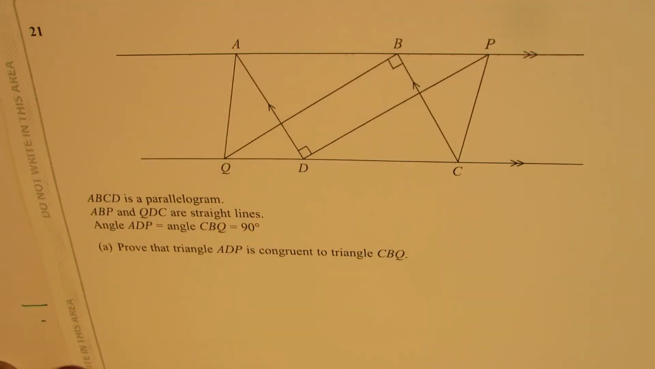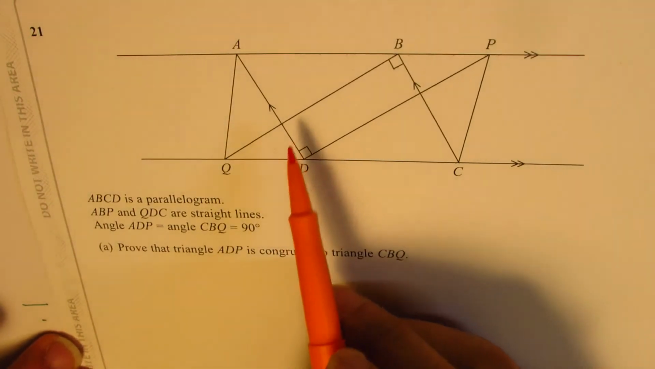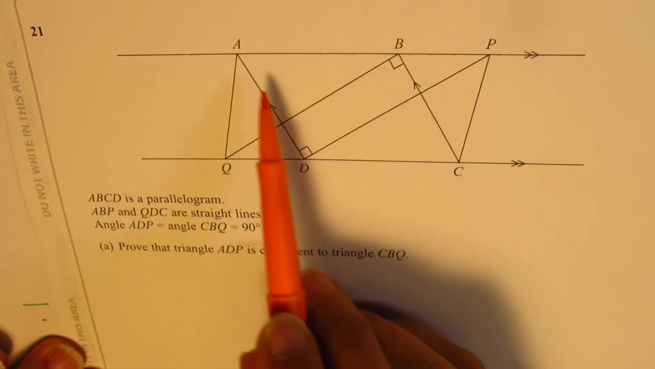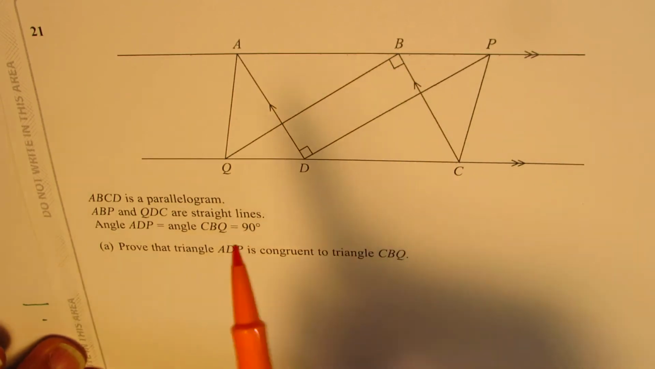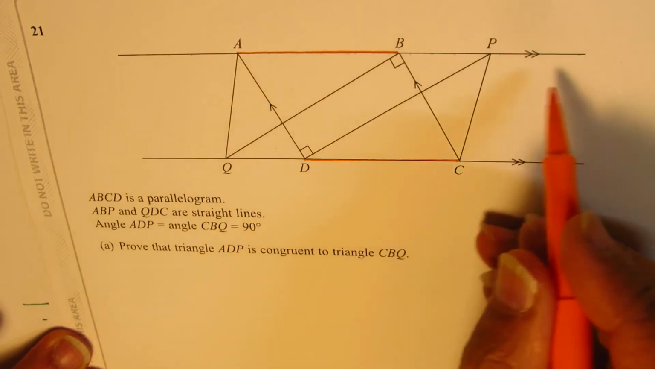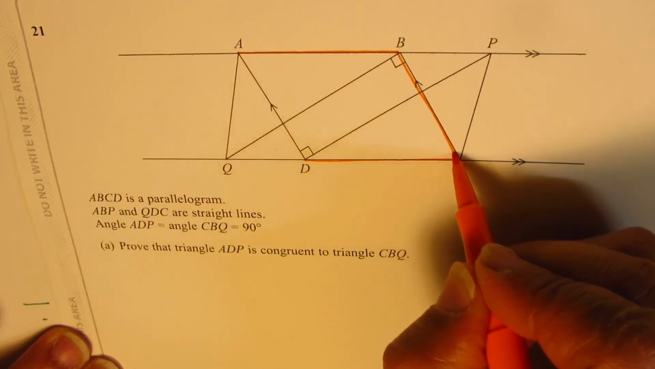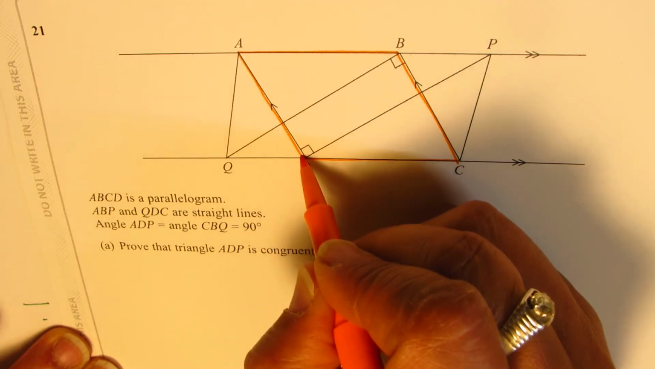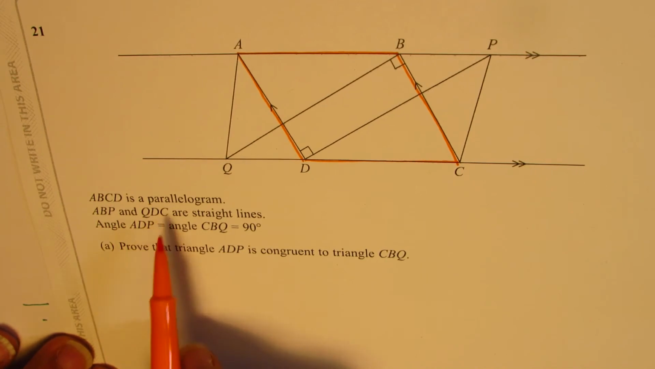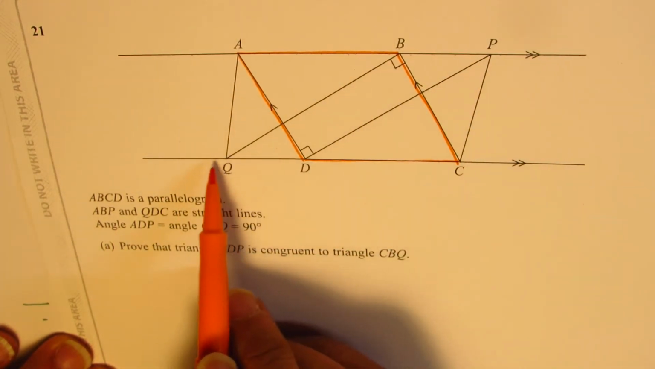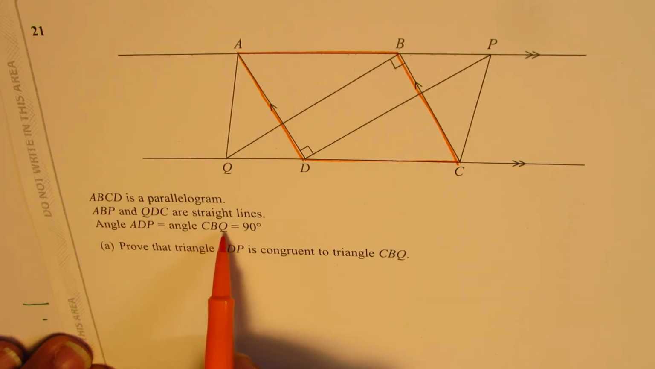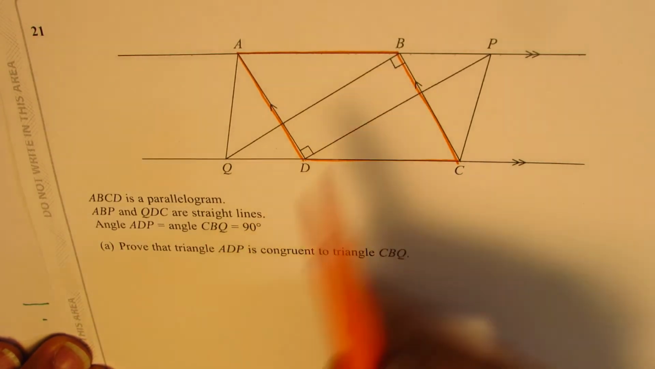Here is the last question, question number 21. ABCD is a parallelogram. So let's look into this. ABCD is a parallelogram. That means these are parallel sides. So that is parallelogram. ABP and QDC are straight lines. So ABP, this is a straight line. Angle ADP equals to angle CBQ equals to 90 degrees as shown here.